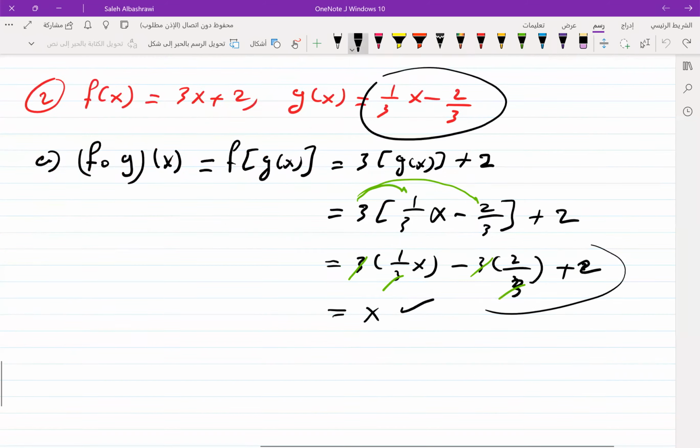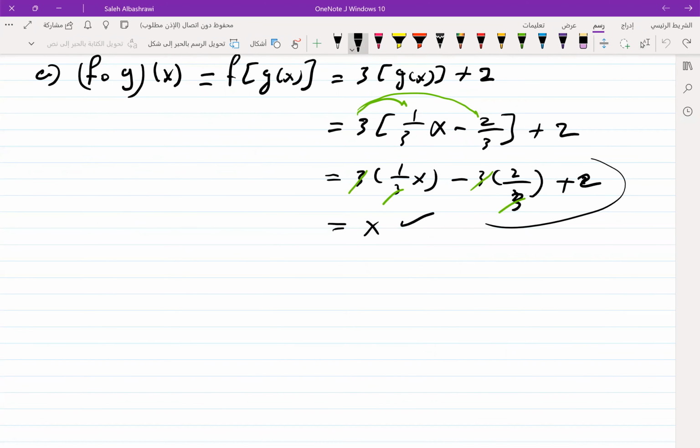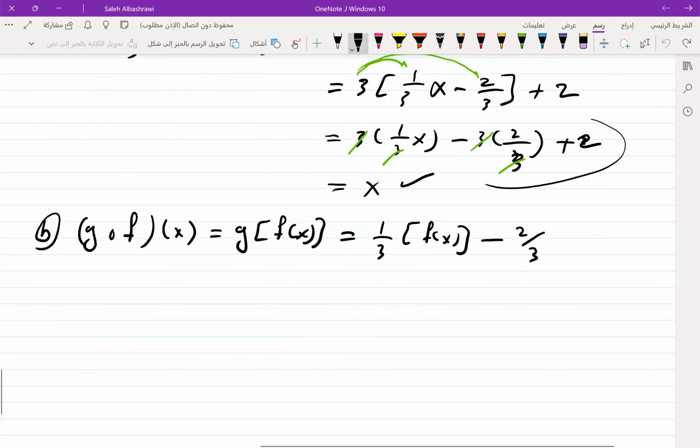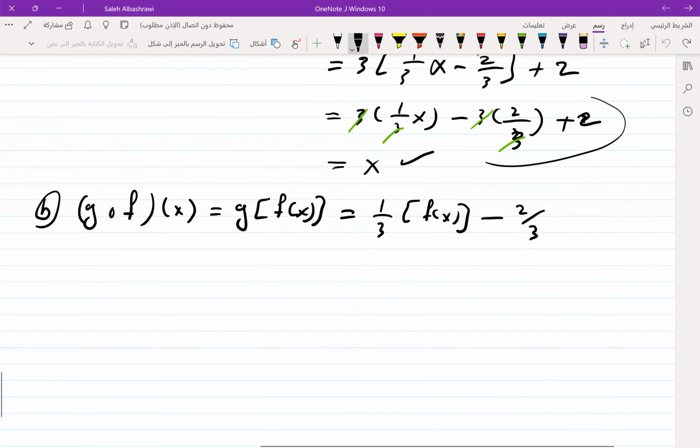Now for the second condition, B, find g composite f of x. G is given by 1/3 x minus 2/3, so it is 1/3 multiplied by x, where x will be replaced by f of x, minus 2/3. Now, f of x is equal to 3x plus 2.